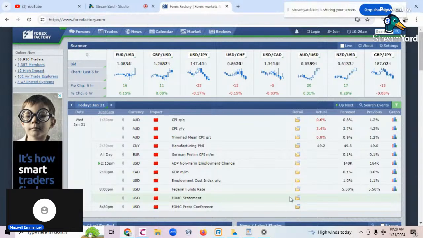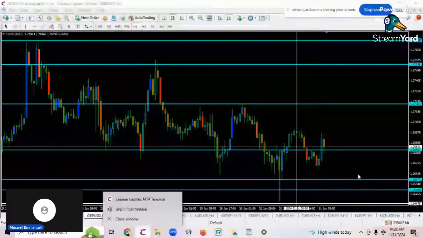Okay, so let's go back to the charts. Let's look at one or two more pairs before we end the session. Which other pair do you want us to look at? Let's look at USD CAD.